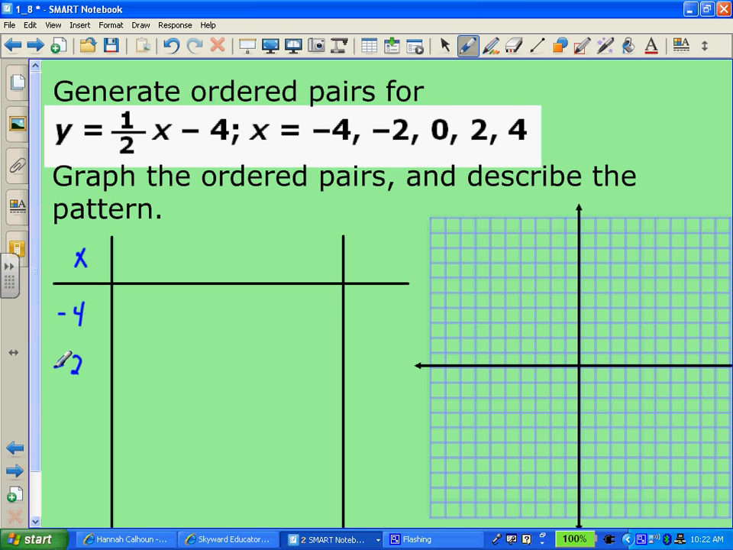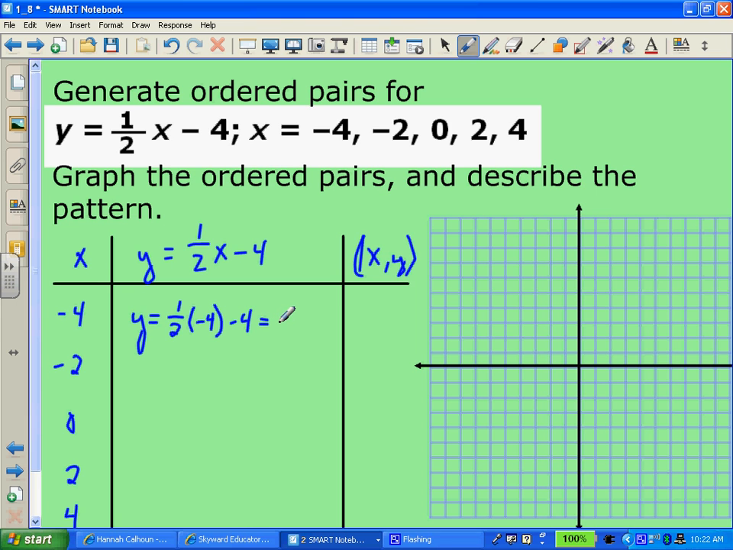So I'm going to put my x values. Got -4, -2, 0, 2, and 4. I have my equation here in the middle, and I have my ordered pairs over here. That's supposed to be a parenthesis. So then what I'm going to do, again, is plug these in.